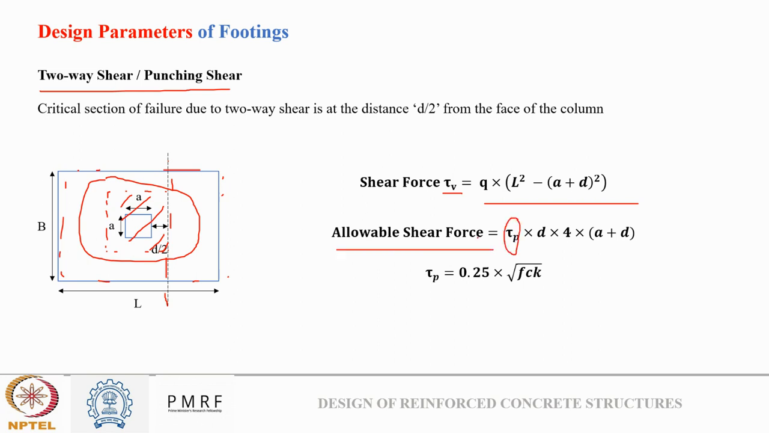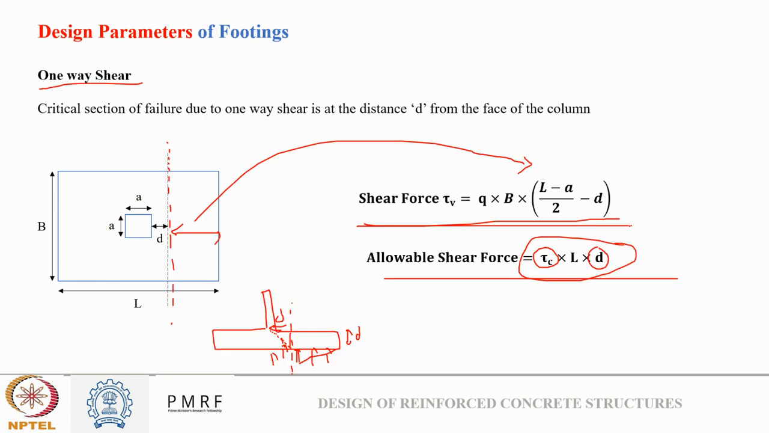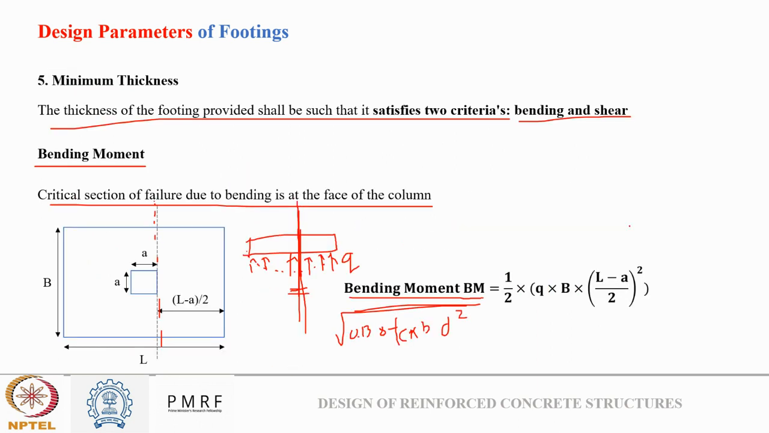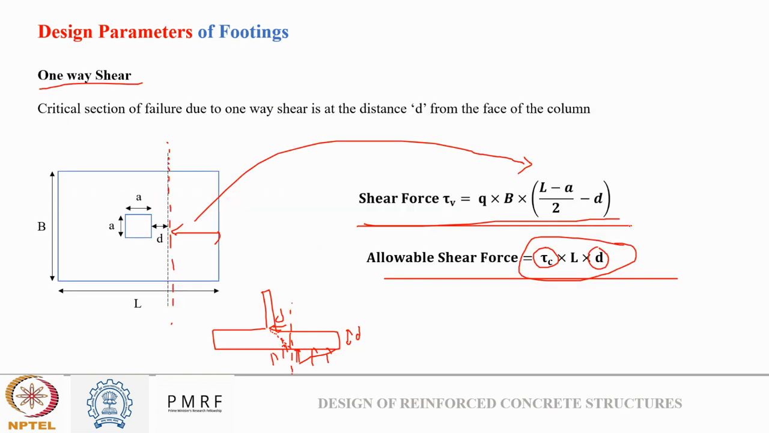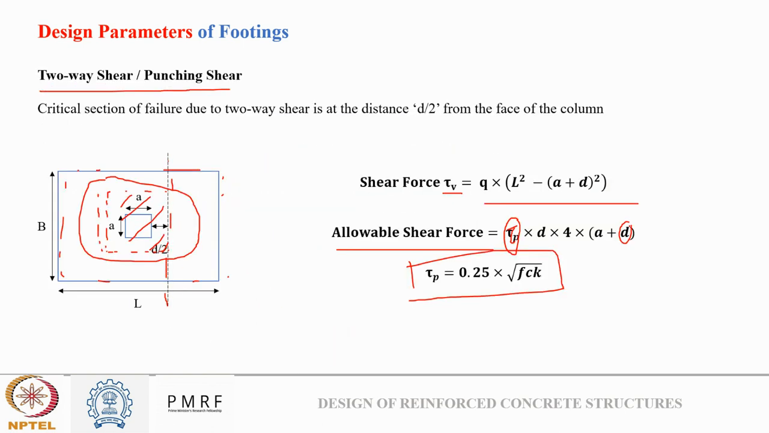It is given by tau p times the perimeter of this area at a distance d by 2. So it is nothing but d times 4 times (a plus d), and tau p is given by 0.25 root fck. So this is the allowable punching shear that the concrete can resist. Based on this, we will again get a D. The D that we need to provide should be the maximum of these three, so that failure can't happen due to any of these conditions. So the minimum thickness should satisfy the bending moment, the one-way shear criteria, and the two-way shear criteria.